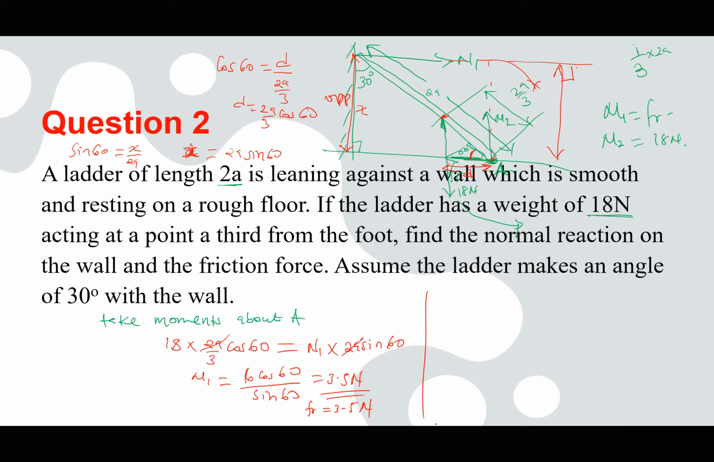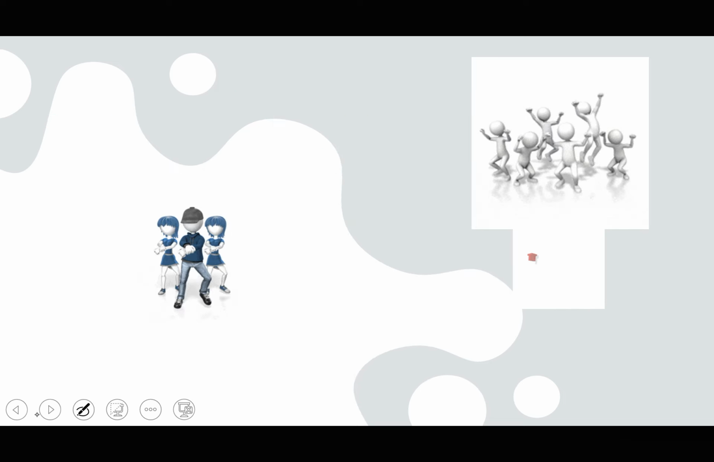We have to find the other one. Assume the ladder makes an angle of 30. Find the normal reaction on the wall, that is N1, and the frictional force. Of course, the normal reaction on the wall is the same as the frictional force. So I think that is all. I think that should be the end. I don't know whether this should be the end of force, density, and pressure. So this should be the end of force, density, and pressure.